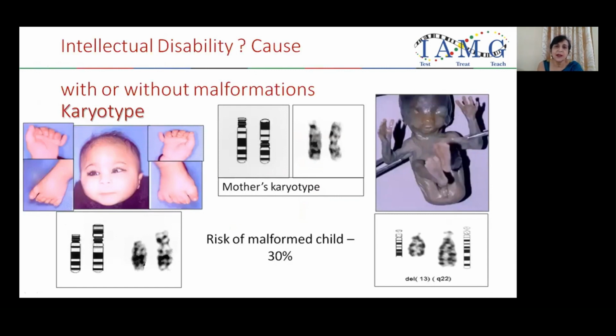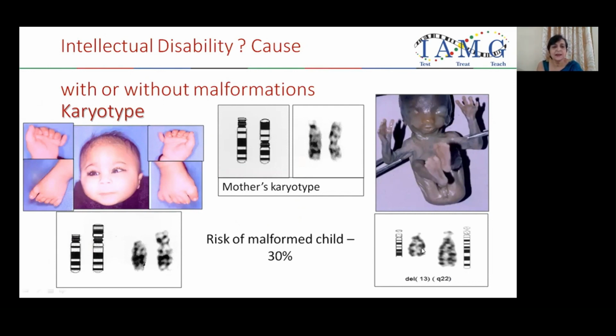But that was the only way to look at the whole genome in one go. So every case with intellectual disability still needs a chromosome analysis, and it may be karyotyping because of the lower cost of this particular technique.